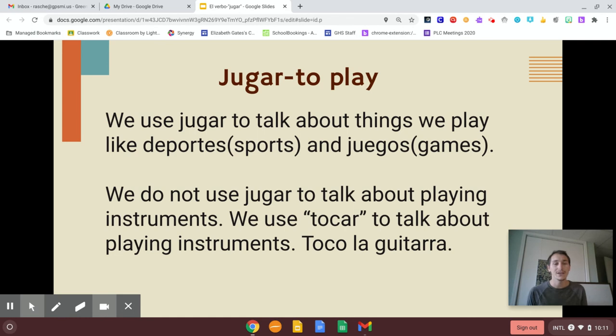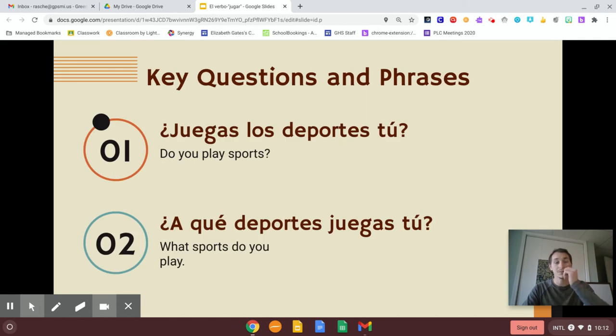Jugar means to play. Now, when we're talking about jugar, we're talking about things that you play like sports or games. Jugar is not used when talking about playing an instrument. You would use the verb tocar if we're talking about playing an instrument. So, like, yo toco la guitarra. I play the guitar, which is different than yo juego el ajedrez. I play chess.